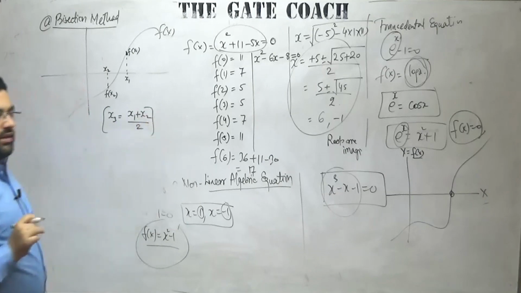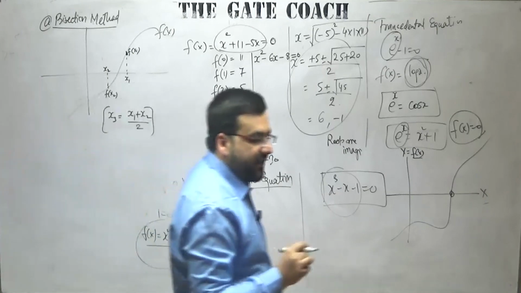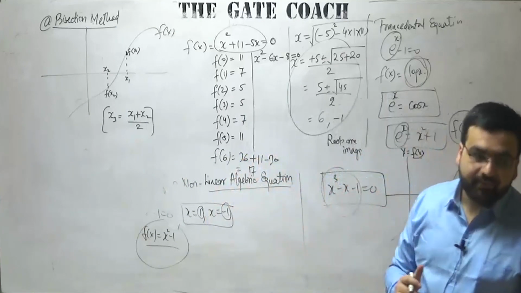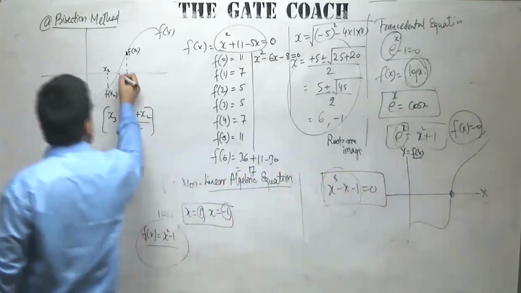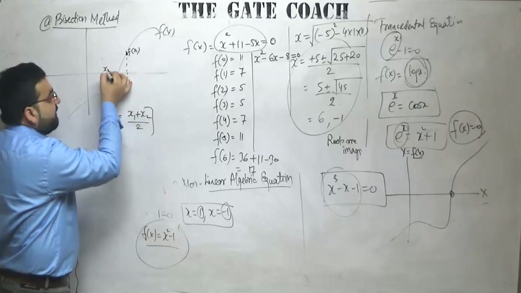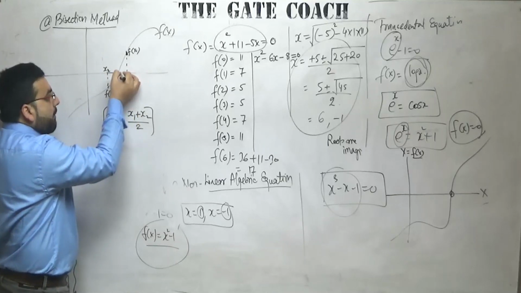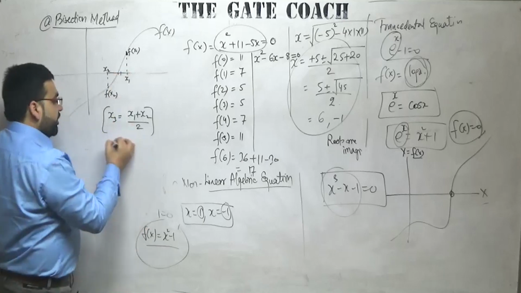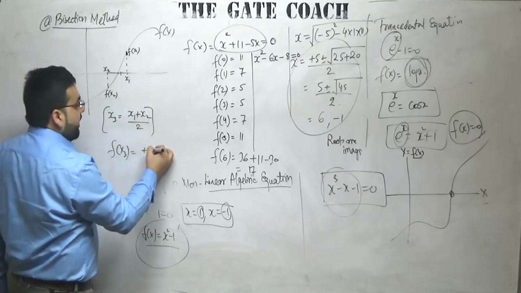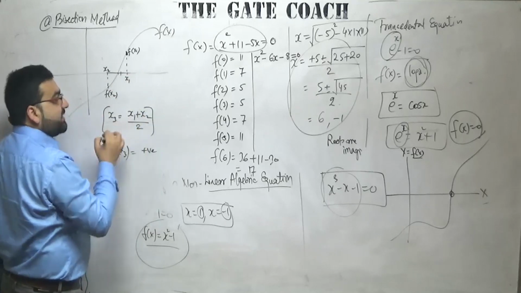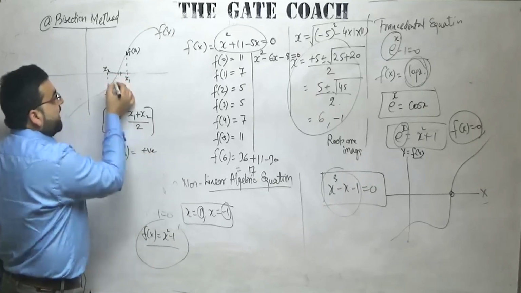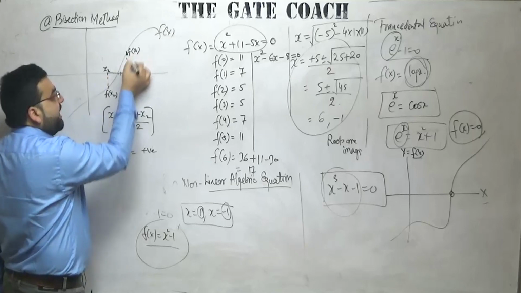The concept of this method is that this average value of x1 and x2 will lie much nearer to the exact root. For example, this is the exact root. So this value of x3, the average of these 2 points, will lie much nearer to the exact root. Then again, you find the value of f of x3 at this particular point. If it is positive, it means that the exact root lies between x2 and x3. If it is negative, then it lies between x3 and x1.